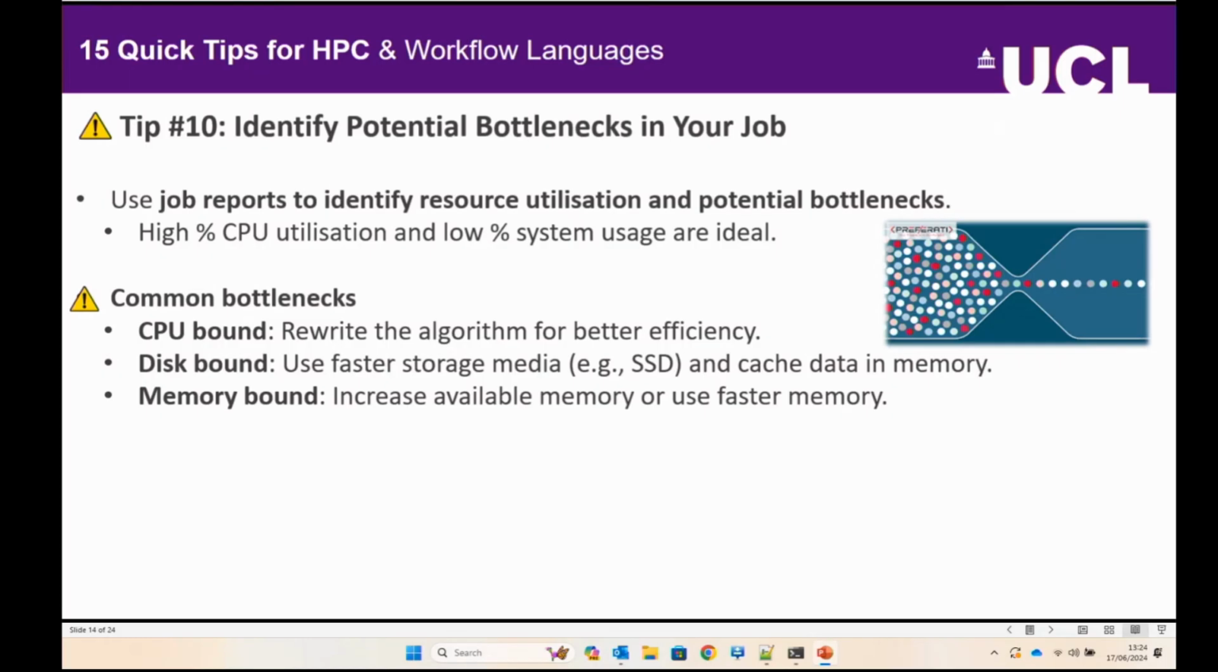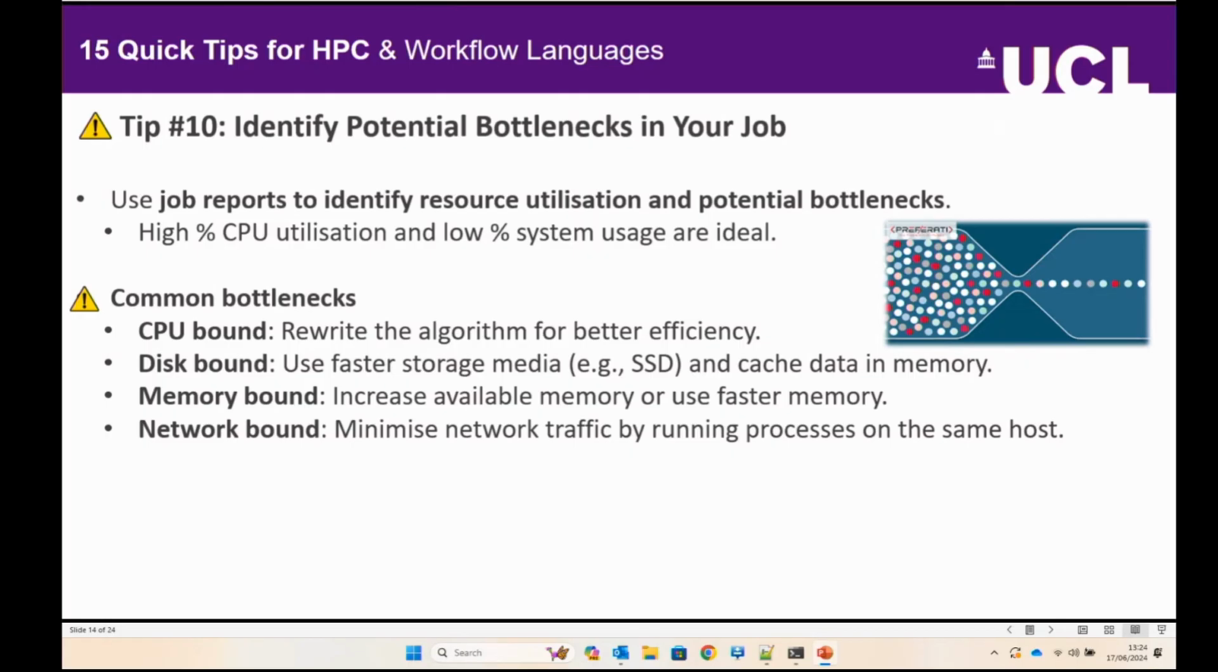Memory bound, if you're facing that, then increase the available memory or use faster memory. There's typically special nodes for large memory jobs, like bigmem queue, where the jobs run on machines which have larger memory. For network bound, that one's a tricky one because essentially the fabric of the interconnects between the nodes is fixed. You can't really change that easily.